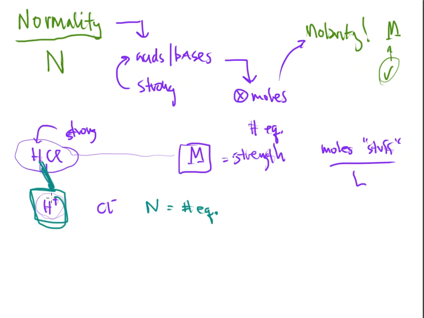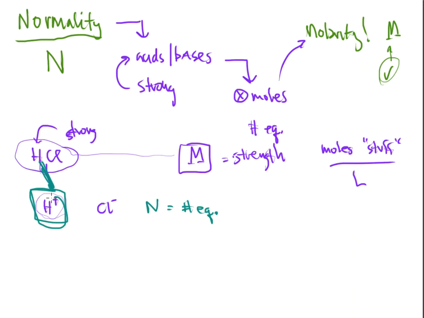So molarity looks at the entire compound, and it gives me an idea of the concentration of the entire thing. Normality looks at just the proton in regards to an acid, and it gives me an idea of the concentration of the proton only. Not the whole thing, just a piece of it. Just a part.